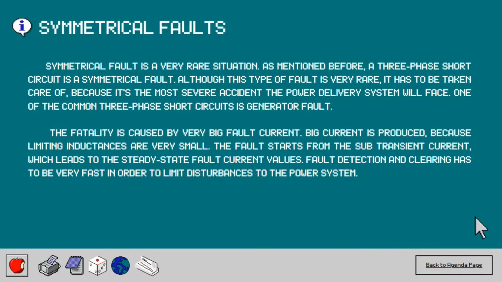One of the common three-phase short circuits is a generator fault. The fatality is caused by a very big fault current. This very big fault current is produced because the limiting inductances are very small. The fault starts from the subtransient current, which leads to the steady state fault current values. Fault detection and clearing has to be very fast in order to limit disturbances to the power system. So that is the first type of fault, the symmetrical fault.